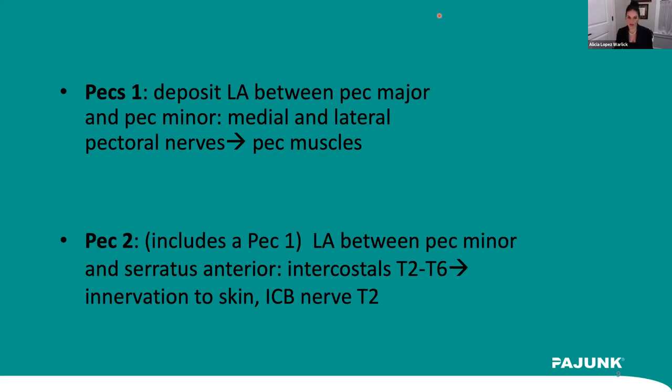There are probably going to be questions about the serratus nerve block. That is just a more distal and caudal nerve block of the serratus anterior muscles. I won't be really discussing that because we discussed that a few weeks ago in the other talk, but I can still take questions on that. But I'm going to be talking about the PEX1 and the PEX2 block.